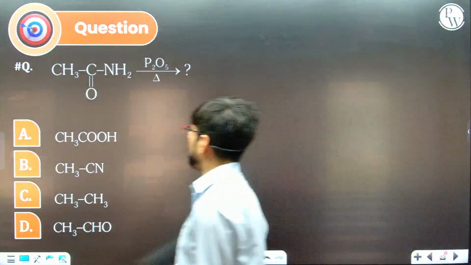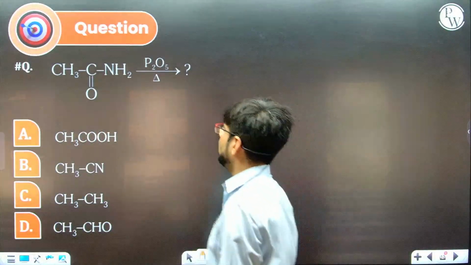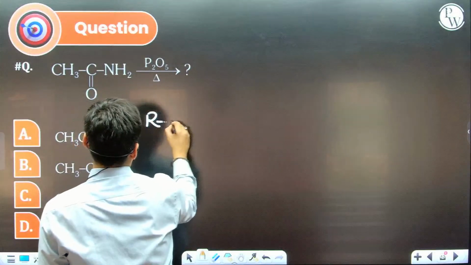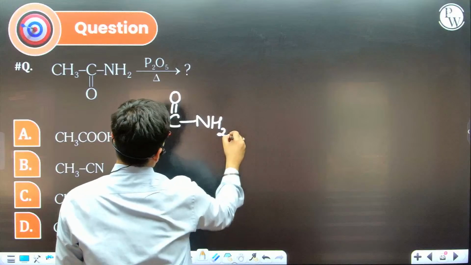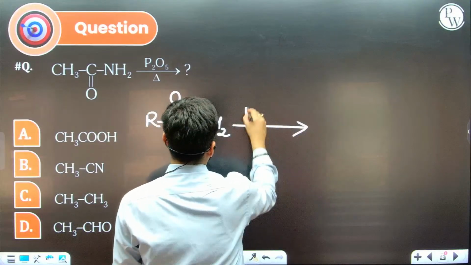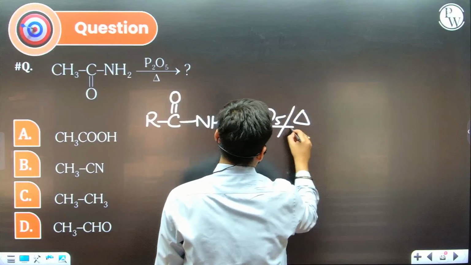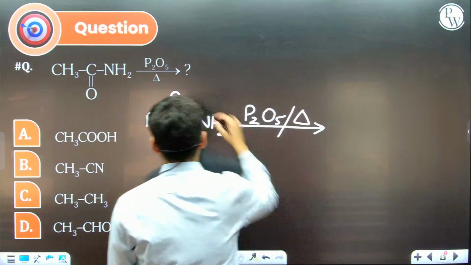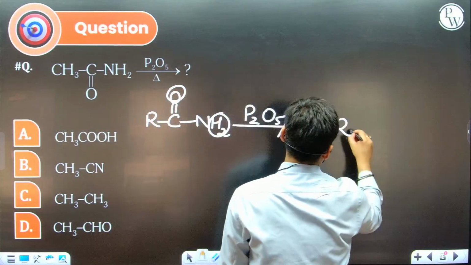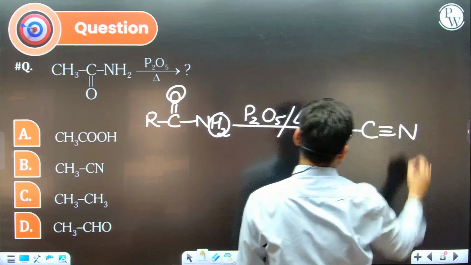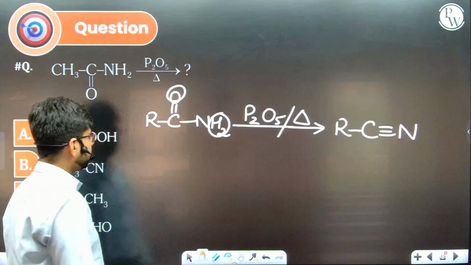Okay, an acetamide on being heated with P2O5 gives us what? So keep this in mind. If we have RCONH2, and if we are treating this with P2O5 at high temperature, then dehydration occurs. So remove this oxygen, remove H2. So you are left with this. So you get a nitrile. This is the product. So this is dehydration, right?